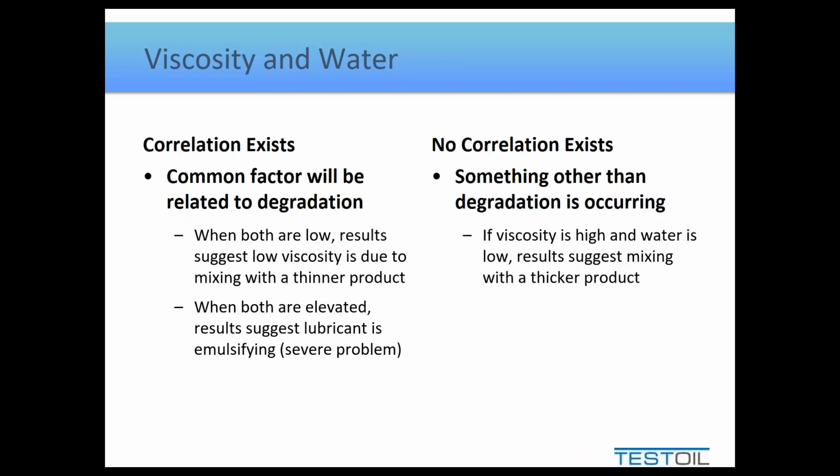Now, if we do have a high viscosity with a low water content, well, that's not an emulsion anymore, but it probably suggests that we've added a thicker product in there and driving the viscosity to be higher. Because if the viscosity was high but the water content was low, I wouldn't necessarily assume it's degradation, because chances are having degradation be significant enough to increase the viscosity would actually be water-related contamination.